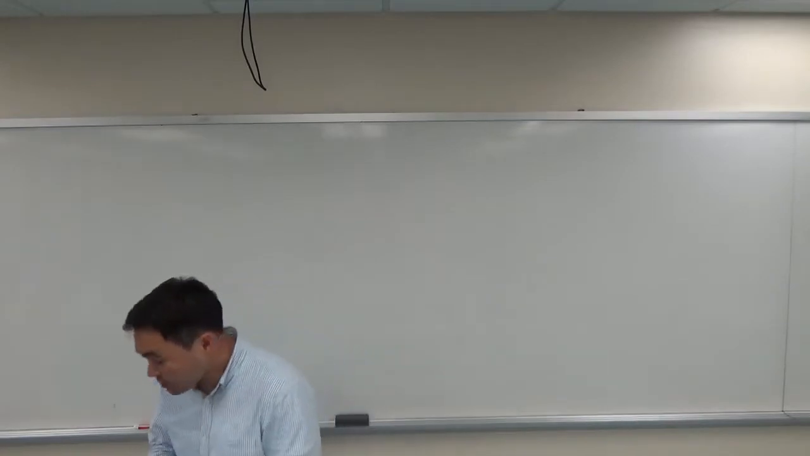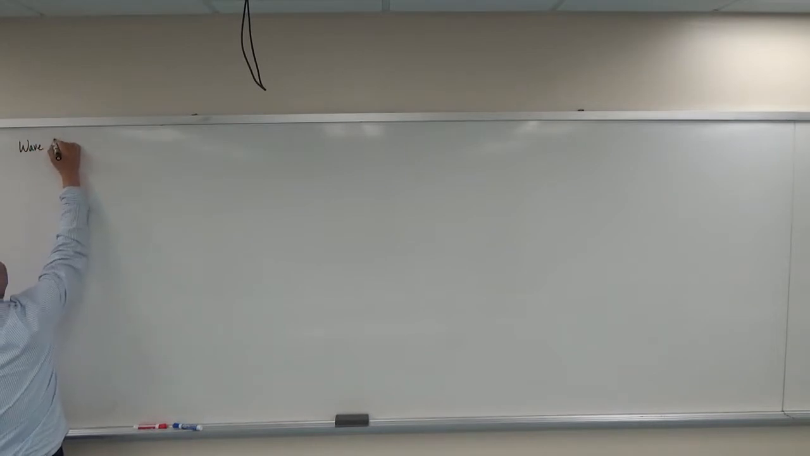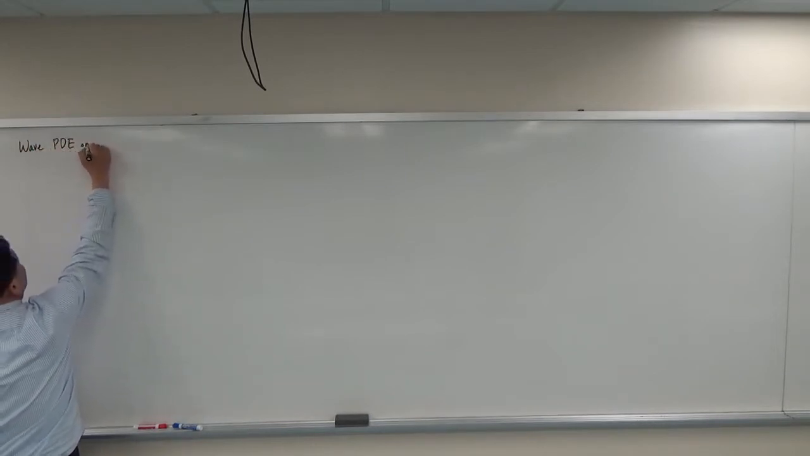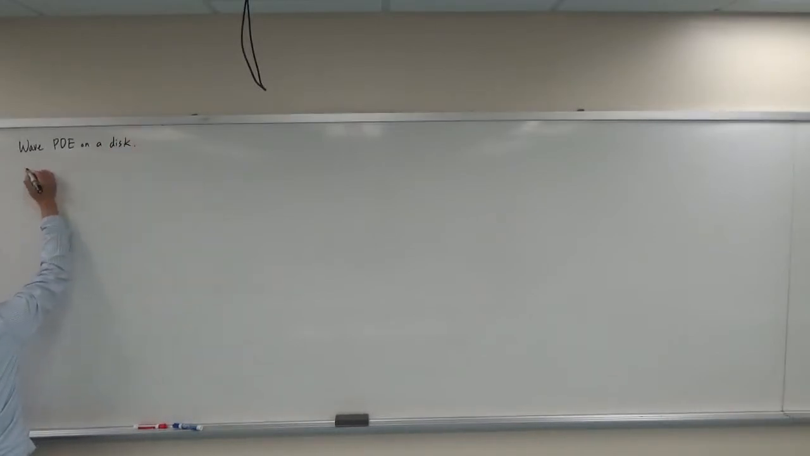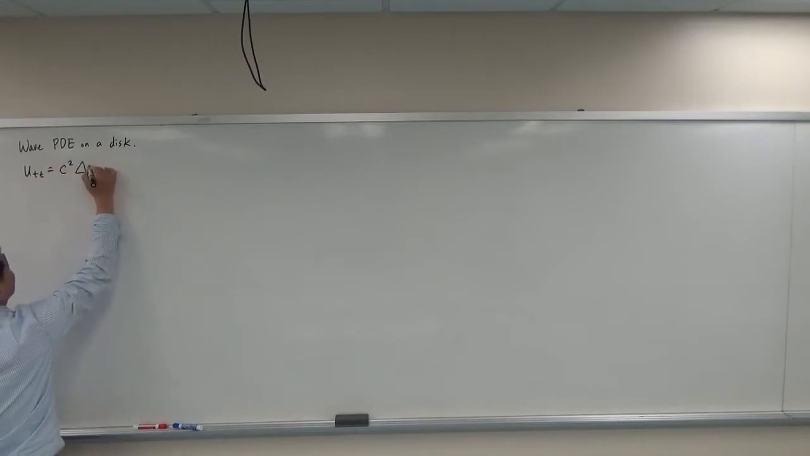Okay, so let's continue from where we left off last time. So we were doing the wave equation, PDE on a disk. And the formula, the equation, was u_tt equals c squared times the Laplacian of u.